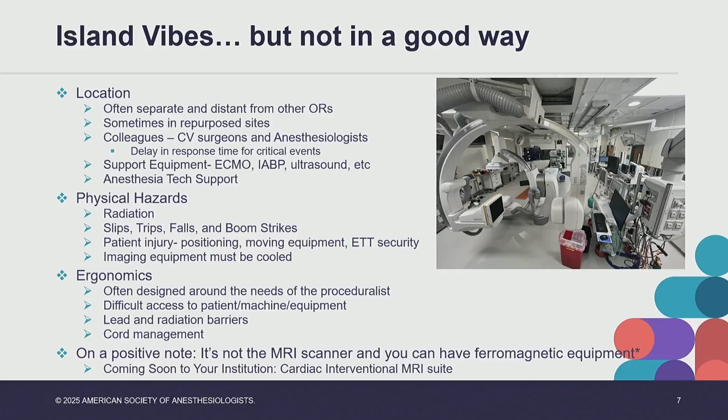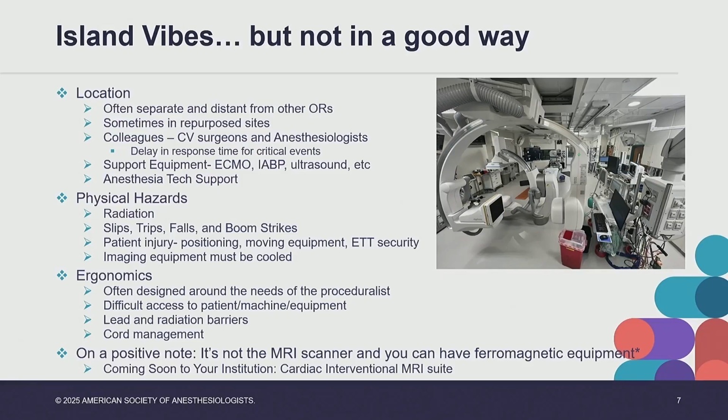And then your tech support: our main tech supply closet is close to the main OR, so it takes a little bit longer for things to get to us. And of course, in any radiologic procedure room, you have to deal with radiation hazards, and slips, trips, and falls and boom strikes are common for all of these places. You have to keep in mind that the patient also has risk of getting injured from the fluoro machine, moving equipment, and the endotracheal tube being moved by the equipment.